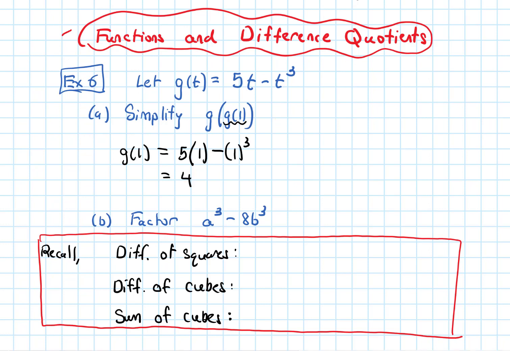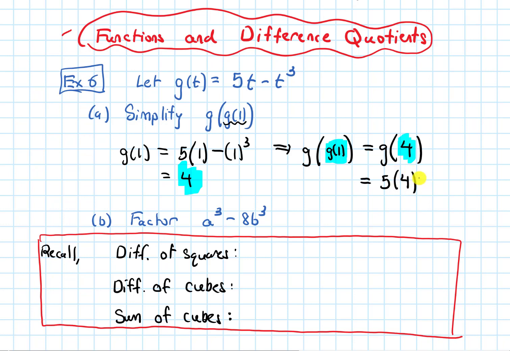Alrighty, so for our actual expression, we actually want to figure out, well, what is g of 1? But now we know what g of 1 is. We now know that g of 1 is 4. So I'm going to go ahead and write 4 here. So we just need to figure out, well, what is g of 4? So let's plug in 4 in for our variable. So that gives me 5 times 4 minus 4 cubed. And simplifying, this is 20 minus 64, which is negative 44. And that is our answer.